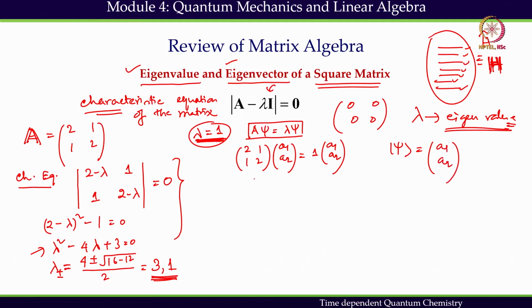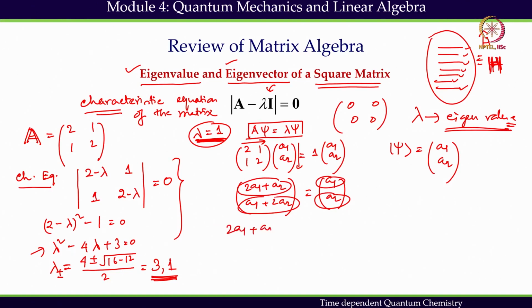So, I can now do the matrix multiplication, and this will give me 2A1 plus A2, and another component A1 plus 2A2. This is the matrix I will get, which equals A1 A2. So, now what will we do? We will equate the components of the vector on the left and right hand side. This part has to be equal to this, and this part has to be equal to this.